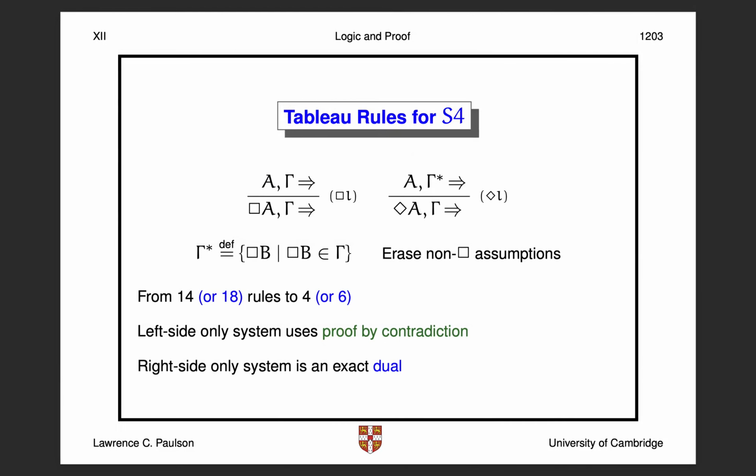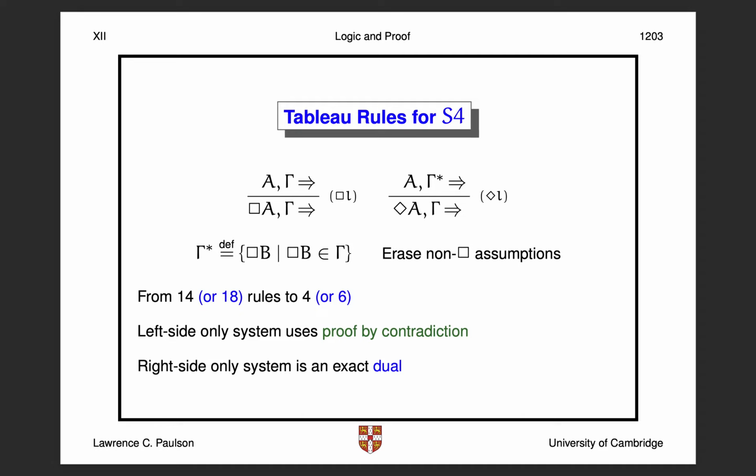We move on to modal logic, and the situation is the same. We have box on the left, diamond on the left. We have this weird thing of erasing all the assumptions that do not begin with a box, and all of that is exactly the same as in the Sequent calculus rules. All we have done is throw away the right-hand sides.